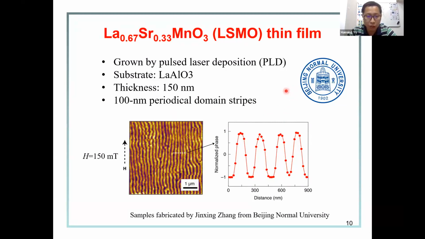So in order to form the periodic domain structure, we first apply a magnetic field in the film plane, for example 150 millitesla, and then we turn it off. So there will be a static domain structure formed in the film, even at no applied field. And this image is taken by the MFM technique at Tsinghua University.